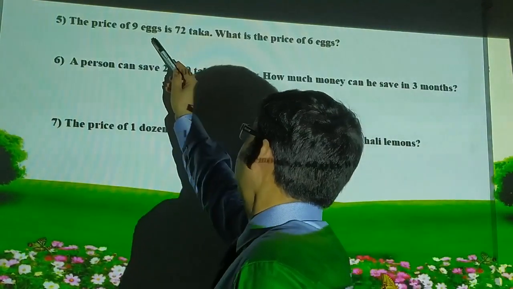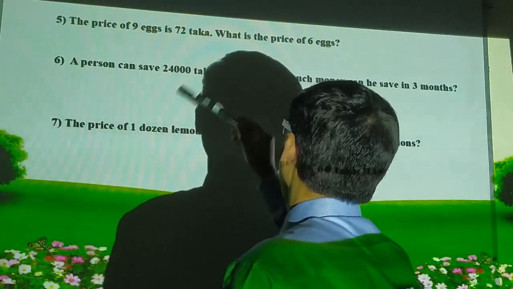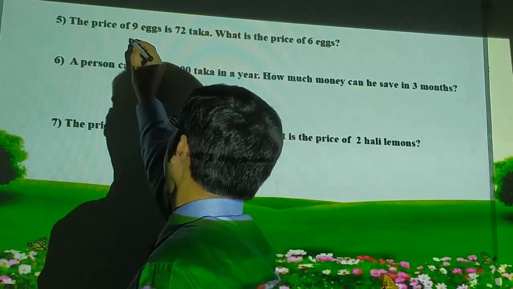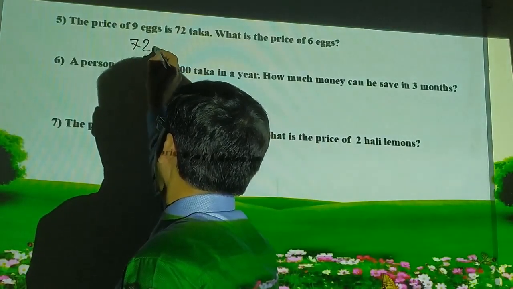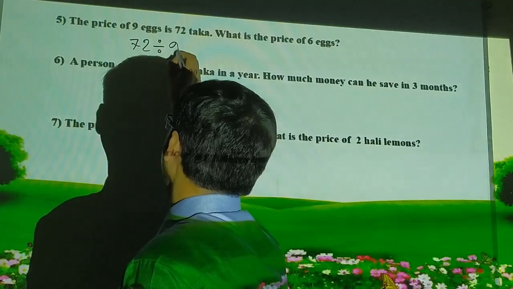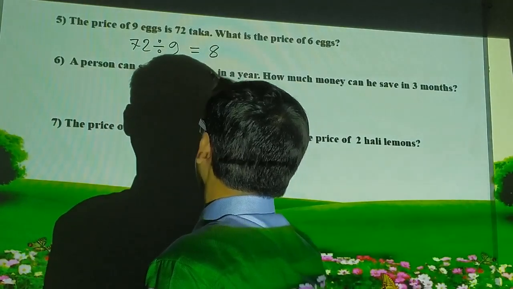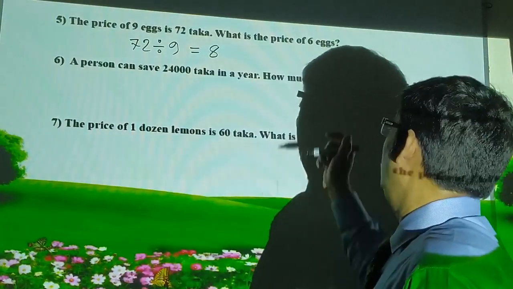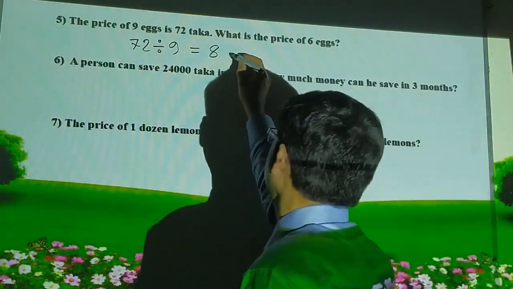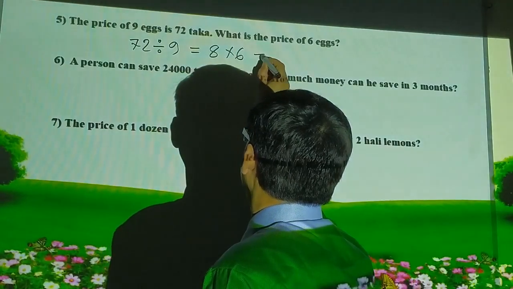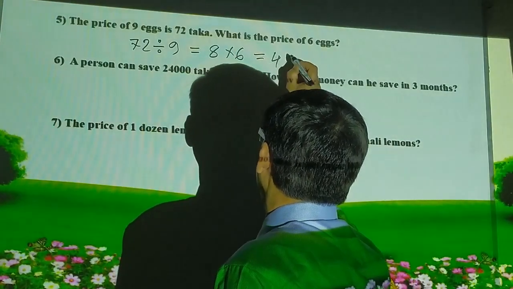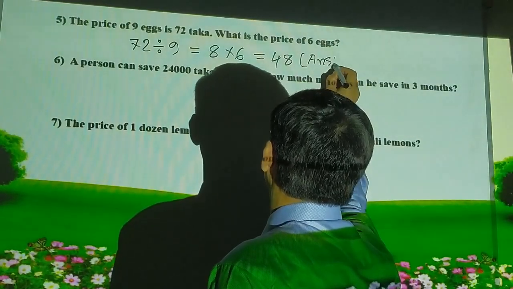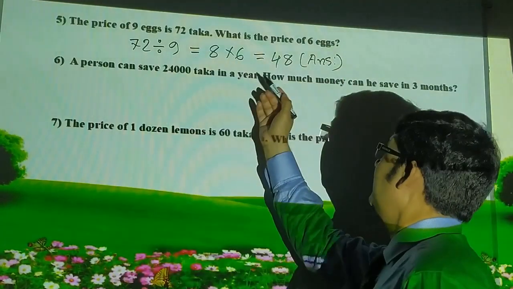Given: the price of 9 eggs is 72 taka, what is the price of 6 eggs? Okay, my students, at first you write 72 divided by 9, so it will be 8, right? 1 egg price is 8 taka. So how many eggs here? 6 eggs here, so multiply by 6. This is our answer: 48 taka. You write 48 taka.